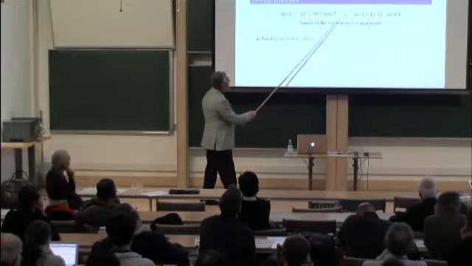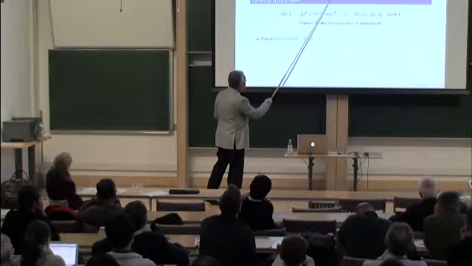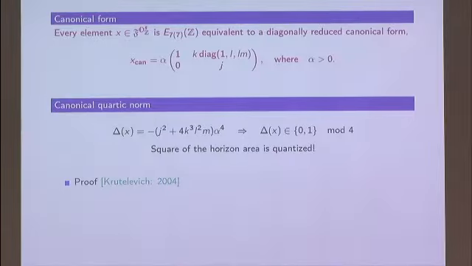And by the way, irrespective of whether you go to the canonical form or in general, delta is now quantized itself. So the square of the horizon area is quantized.